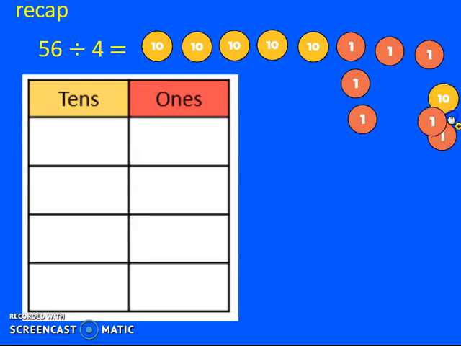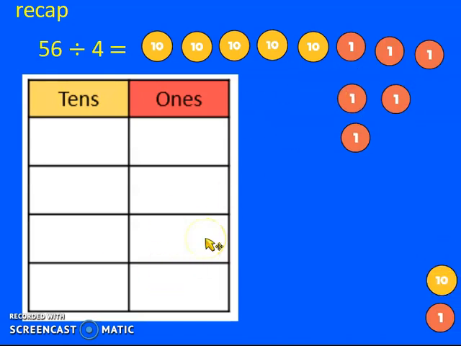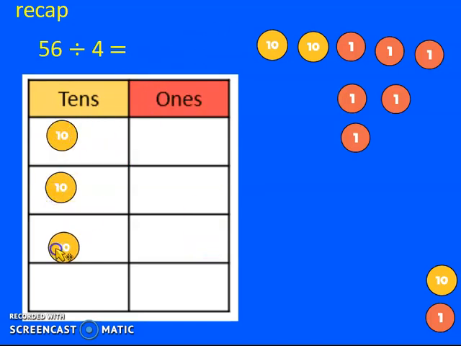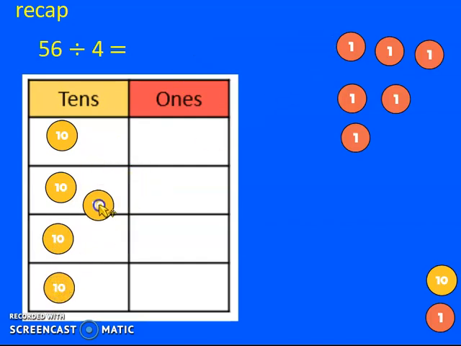There we go, I'll just move those down there so that I don't get mixed up with them. There we go. Now let's divide these into each group. So we can put 10 in each one. Oh, but then we have a 10 left over that we can't put into one of the 10 columns.